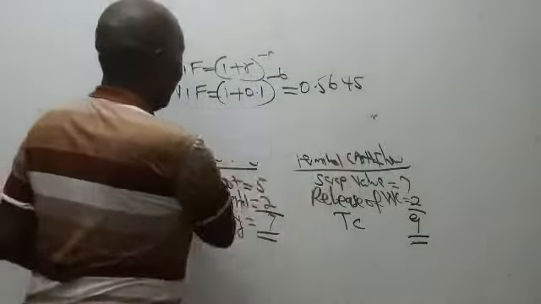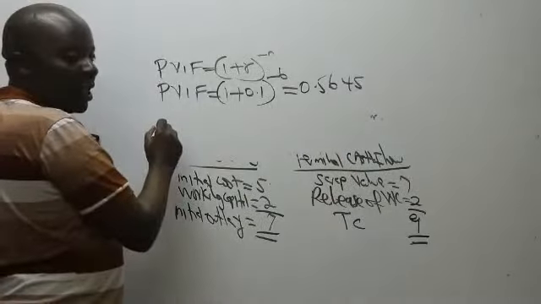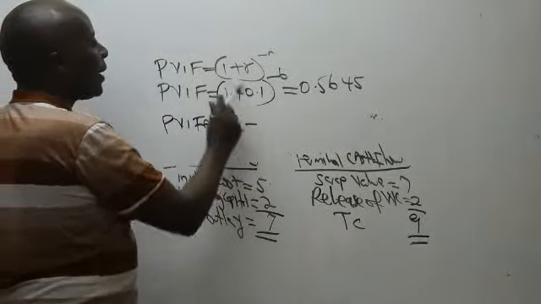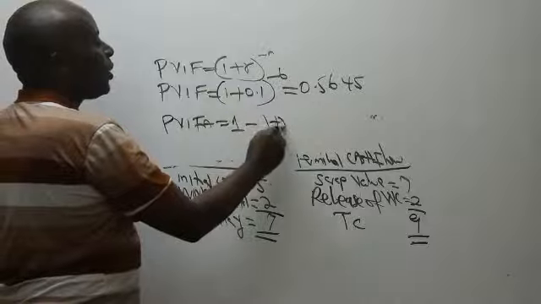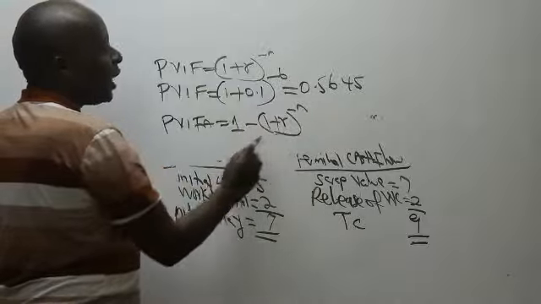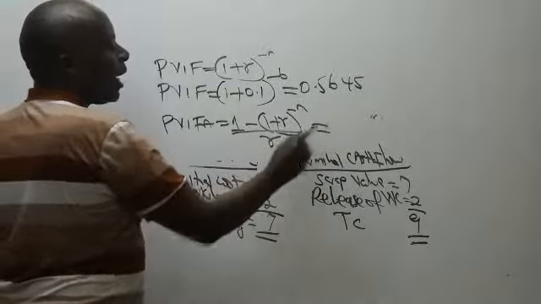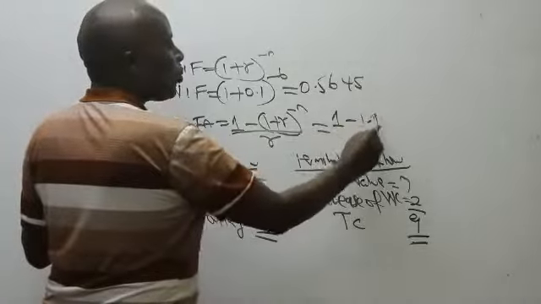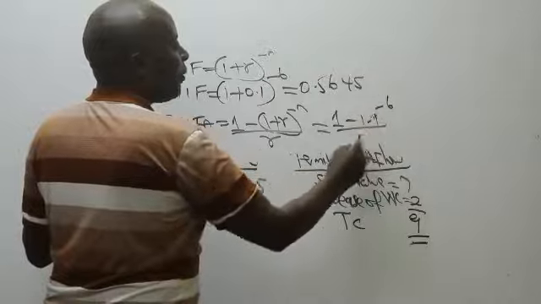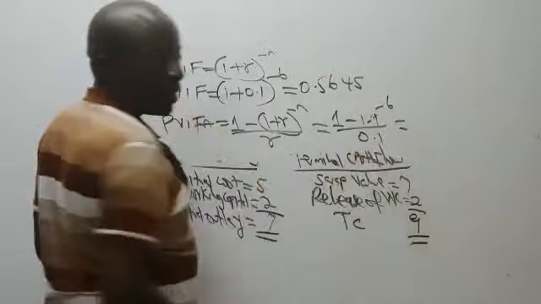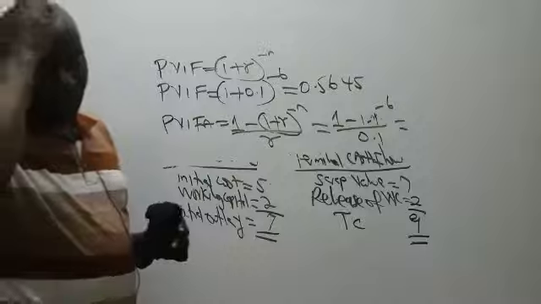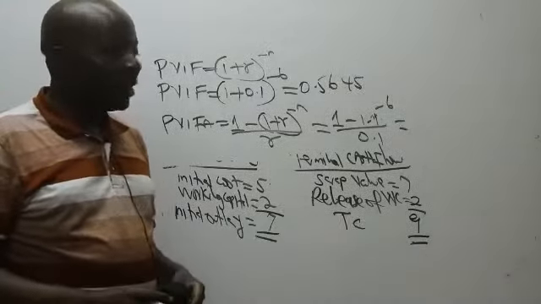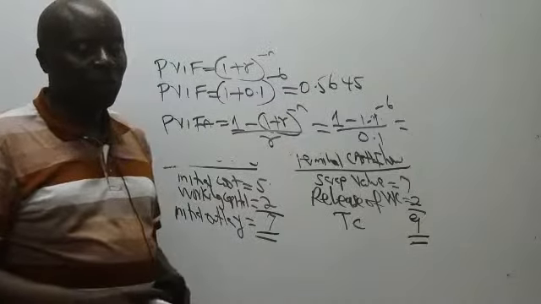So my PVFA formula will be 1 minus the smaller formula, which is 1 plus R raised to negative N, everything to be divided by R. So it will be 1 minus 1.1 raised to negative 6, everything to be divided by 0.1. Can somebody give us this figure? 1 minus 1.1 raised to minus 6.